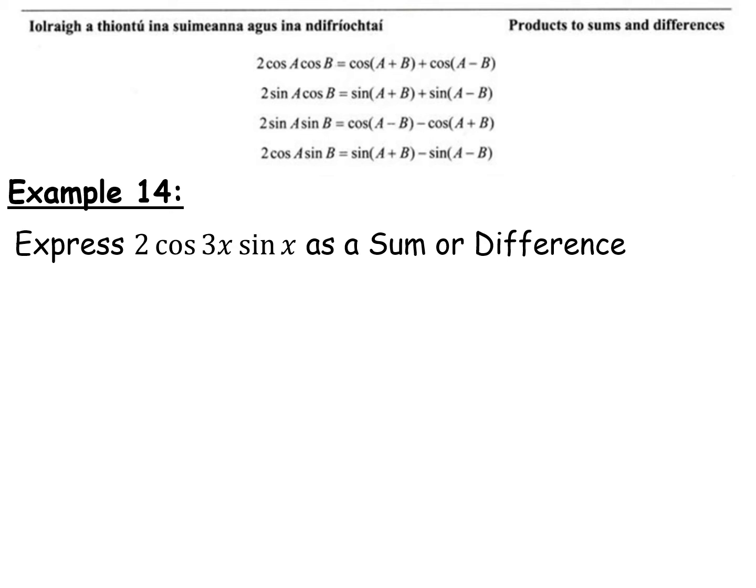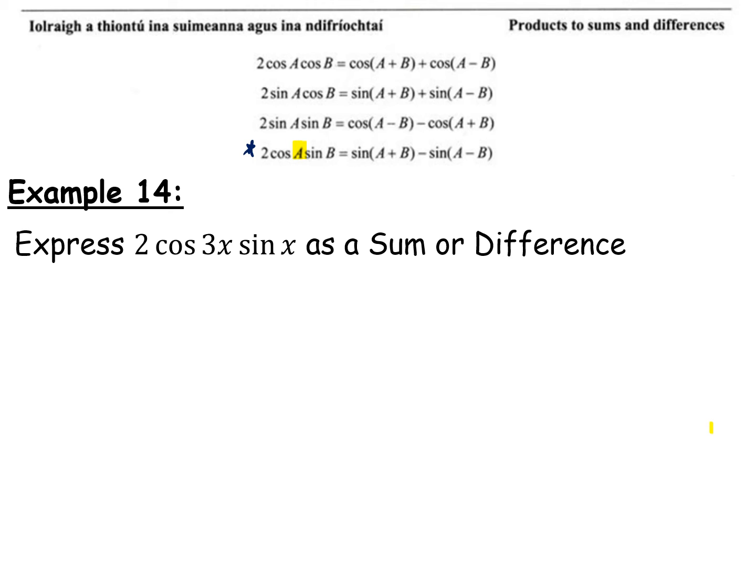So example 14, express 2 cos of 3x sine x as a sum or difference. So the first thing we want to do is identify which formula we want to work with. So we have 2 cos and then sine. The first one is cos, the second one is sine and then cos, the third one is sine, the fourth one is cos and then sine. So from our formula, do a little bit of highlighting.